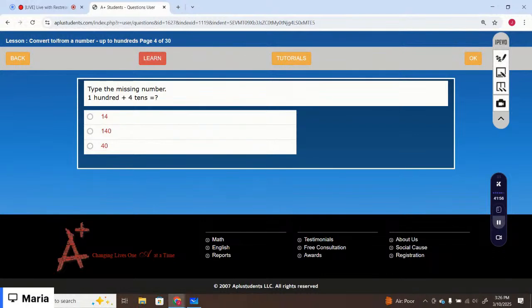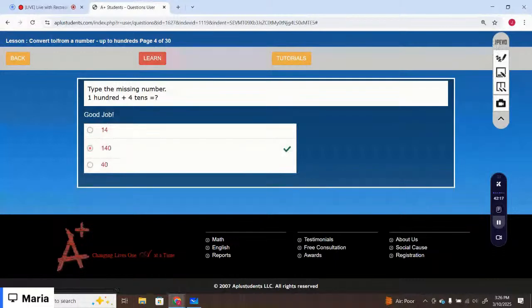Type the missing number 104 tens. Option number two is the correct option. 100, 4 tens and 0 ones. Option number two is the correct option.